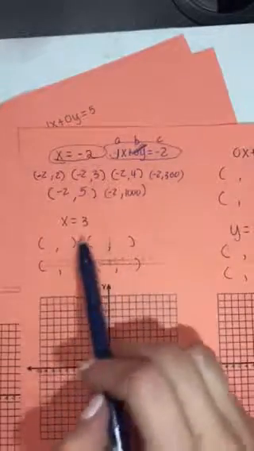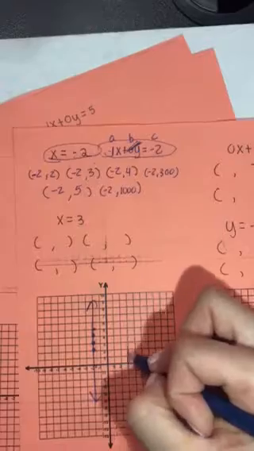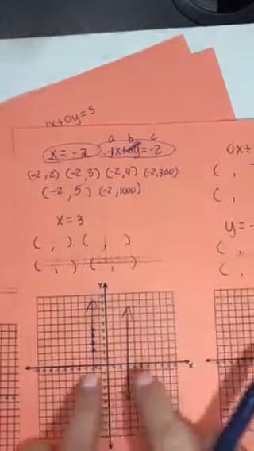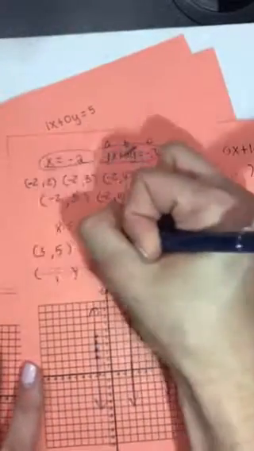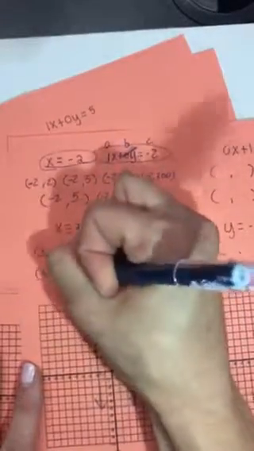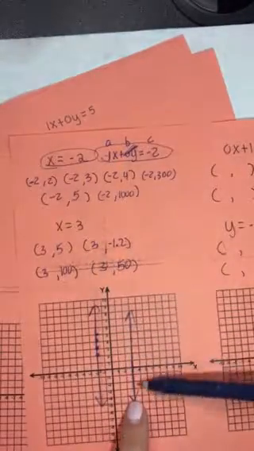So then you can also see x equals 3. Well, guys, let's just go where x equals 3. It's right here. If you were to graph this line, it would be right here on x equals 3. It only hits the x-axis, and let's come up with some points. (3, 5), (3, -1.2), (3, 100), (3, 50). These are all solutions because all that has to happen is that x equals 3.